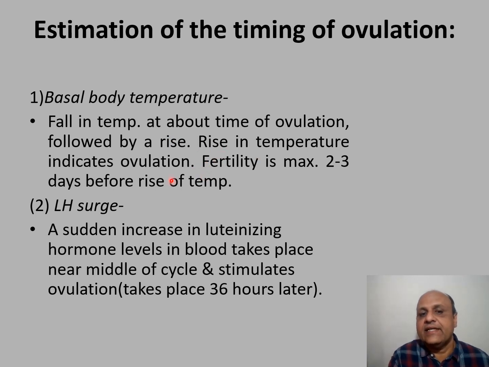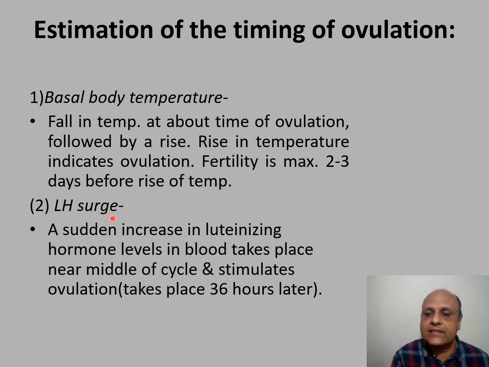Rise in temperature indicates ovulation. See here. So there is a fall in temperature at about the time of ovulation followed by a rise. So there is a fall in temperature followed by a rise, and this rise in temperature indicates ovulation. Fertility is maximum 2 to 3 days before the rise of temperature. So one is the basal body temperature method for estimating the timing of ovulation.